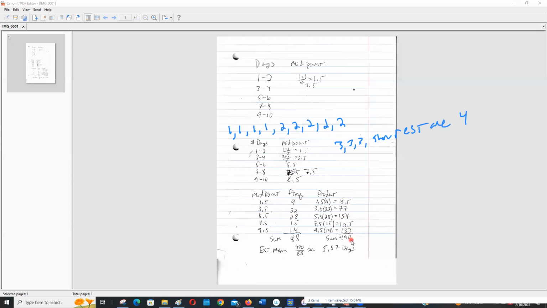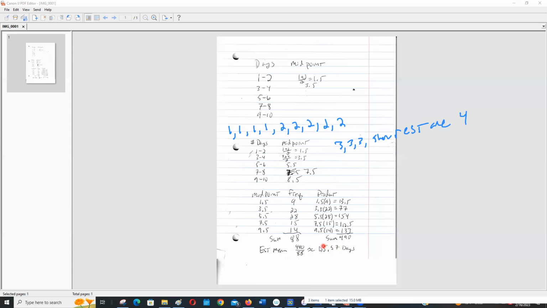So we add up those numbers. This represents 9 numbers that are 1.5. This represents 22 numbers that are 3.5 days off, and so on. So we add those up. We're estimating these employees took a total of 490 days off, and there are 88 employees. So to estimate the mean, we took that 490 divided by 88, and I got a little more than 5.5 days off on average.